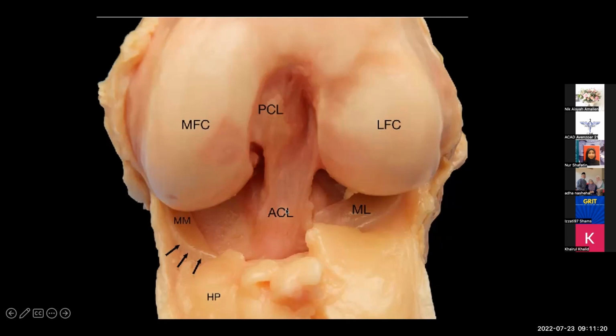If you read more, sometimes they describe our ACL as a ribbon-like structure, not as distinct bundles. Because when you flex, it becomes like a ribbon, it twists on the axis of the fibers.